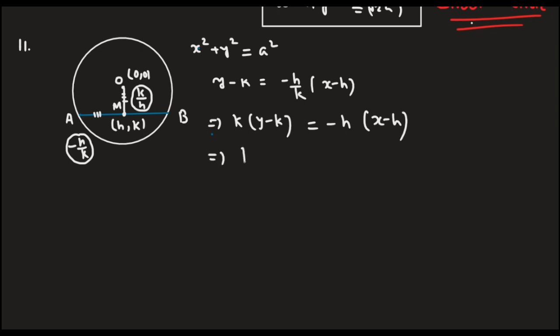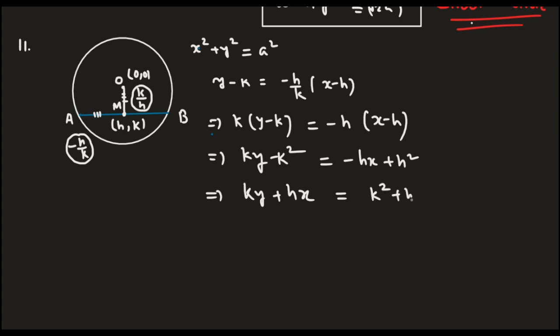So now k into y is ky, minus k into k, which is k square, and here we have minus hx, then plus h square. So this can be written in this way: ky, and then you have hx, which is equal to k square and then h square. Now what we observe is that h square plus k square is there. So if I add minus a square on both sides, what will happen? H square plus k square and then minus a square.